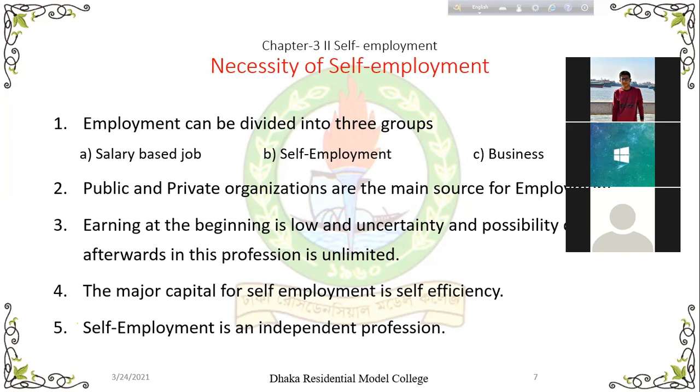Am I right, Faiyaz? Yes, sir. Okay, then business, ব্যবসায়, এই ব্যবসায় তুমি একা করতে পারো অথবা কাউকে সাথে নিয়ে করতে পারো.